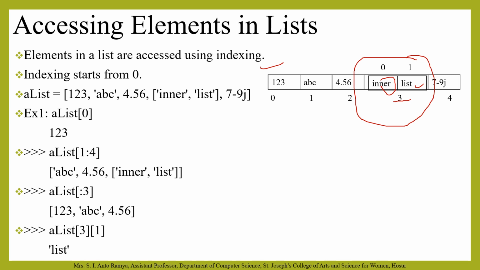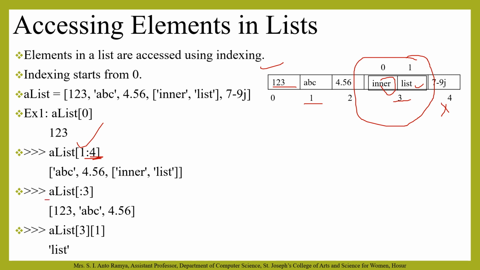And now when we print A list of 0, in the 0th position we have 1, 2, 3, so that will be printed: 1, 2, 3. A list of 1 to 4: in 1 we have ABC, so from 1, and 4 will not be printed. Before 4, the stop value is excluded. Start value is included but stop value is excluded. So we're having ABC, 4.56, inner list will be printed.